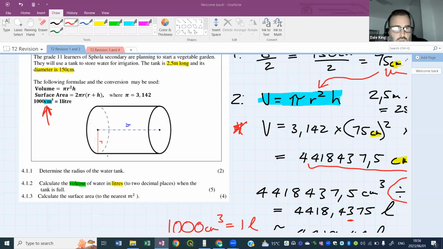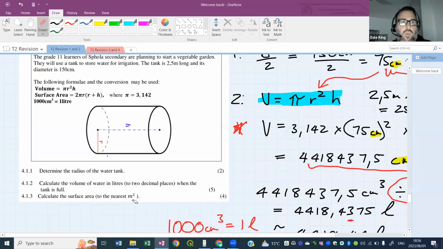But we're not going to do the surface area question. I'm going to leave it on the screen here, so you can take a screenshot, and this can be for your homework. Okay, so there's question 4.1.3. So if you want to take a screenshot, you can. It says calculate the surface area to the nearest meters cubed.